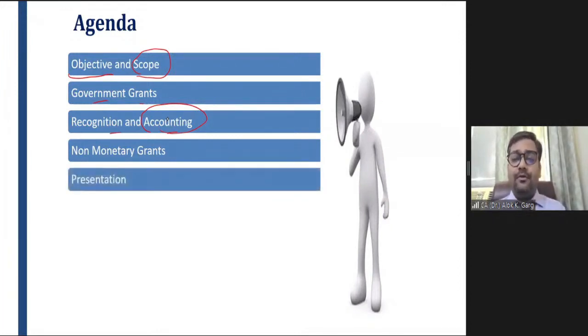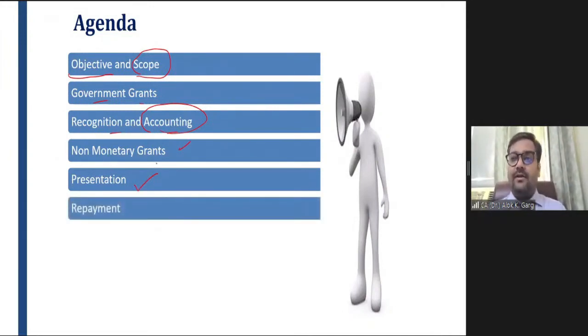Then we will discuss presentation, how this government grant has to be presented. And let me tell you, this presentation is also driven from the accounting. So we will discuss there are 2 kinds of presentation as far as government grant is concerned.